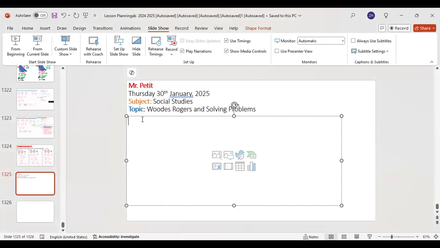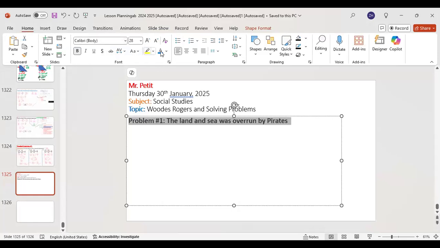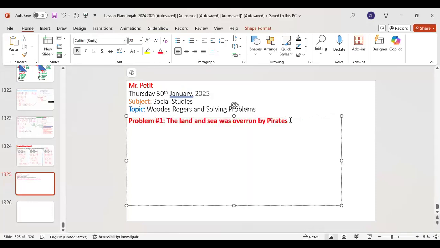Now let's look at the problems that he faced. Problem number one is that the land and sea were overrun by pirates. That's one of the first problems that he encountered. The pirates loved the Bahamas, right? So what was his solution?